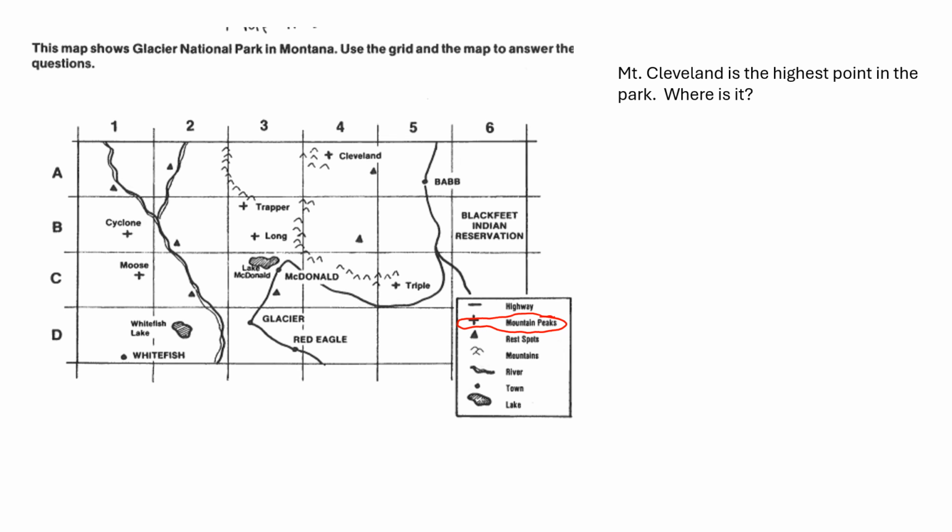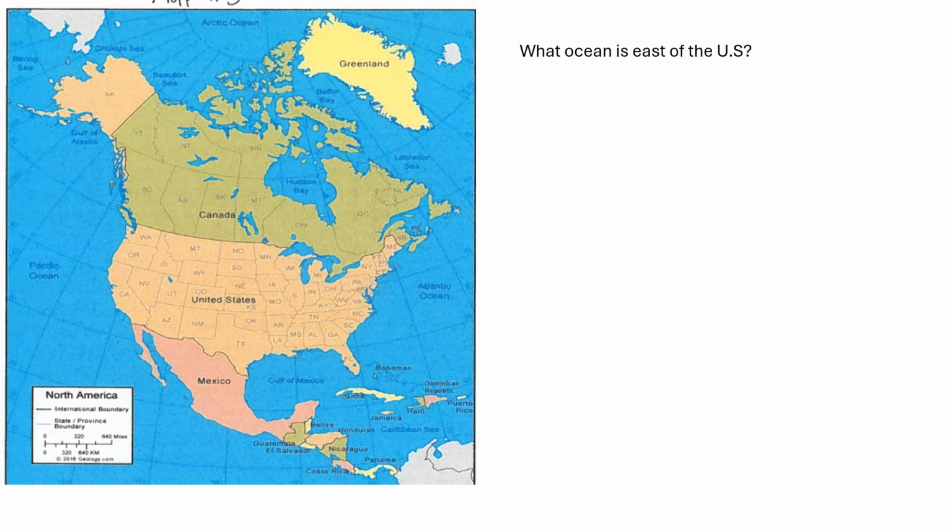Map number 3, a little bit different. It's a large part of a globe, per se, maybe. Question number 1. What ocean is east of the United States?